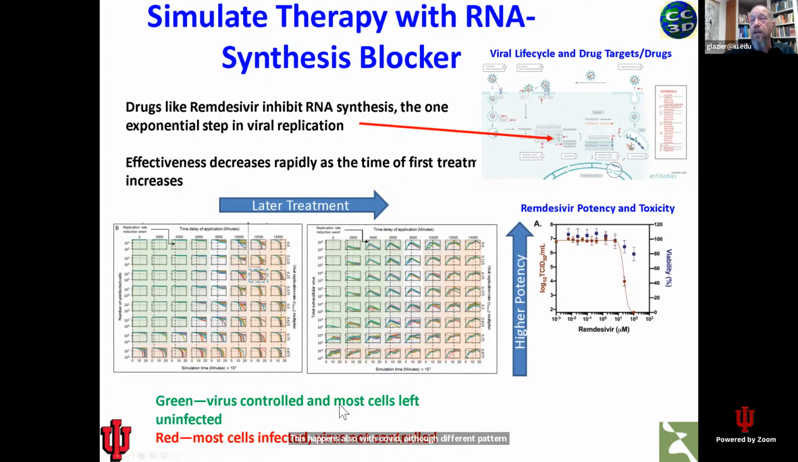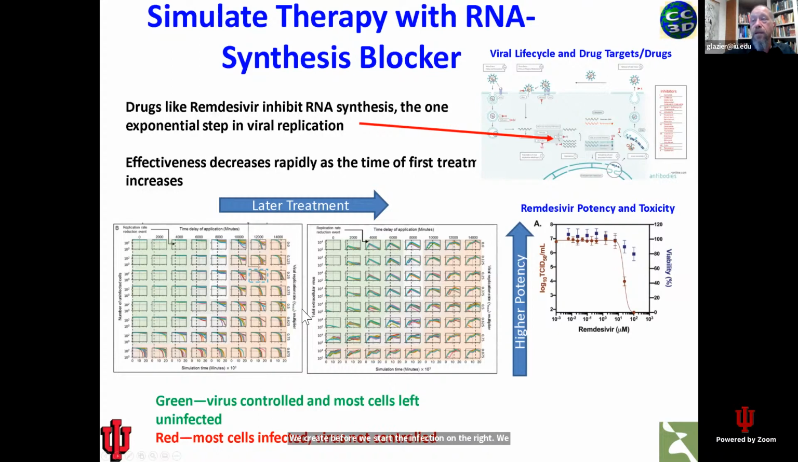And so this was a study of a computational analog of remdesivir. We're going to interfere with RNA replication. Going from bottom to top, we have less interference at the bottom, higher interference at the top. On the left, we treat before we start the infection. On the right, we treat later and later.